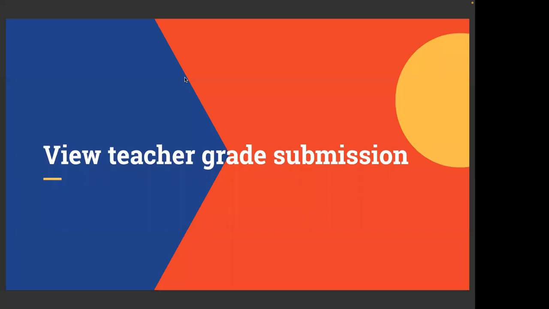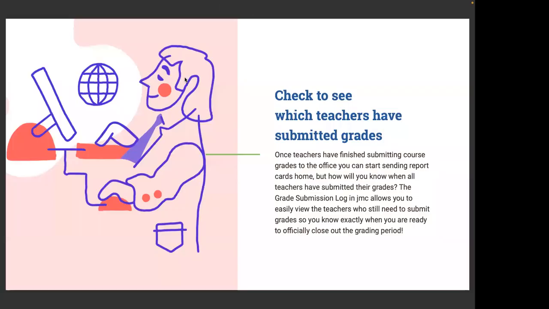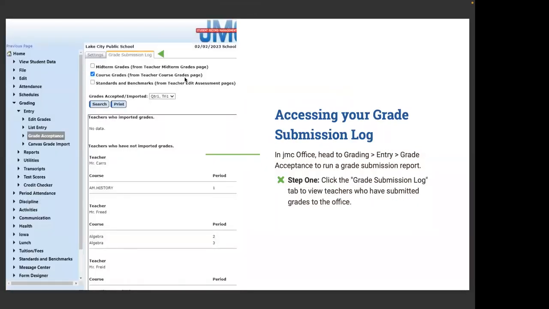All right, then we've got the view teacher grade submission. Once teachers have finished submitting course grades to the office, you can start sending report cards home. But how will you know when all teachers have submitted their grades? The grade submission log in JMC allows you to easily view the teachers who still need to submit grades, so you know exactly when you are ready to officially close out the grading period. In JMC Office, head to Grading, Entry, Grade Acceptance to run a grade submission report.